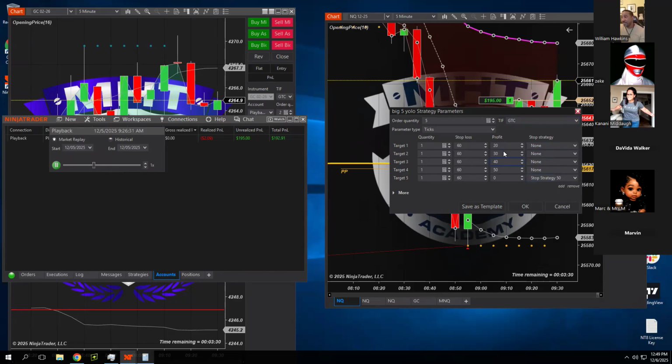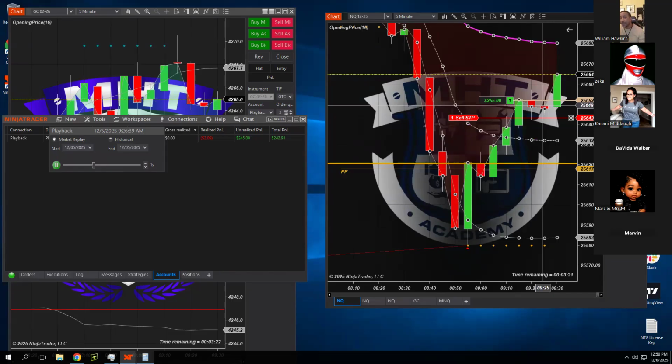And I have it staggered. So it's 20 ticks, 30, 40, 50. And I'll show you what that looks like as well. You can actually set up each contract to stop at a certain area.